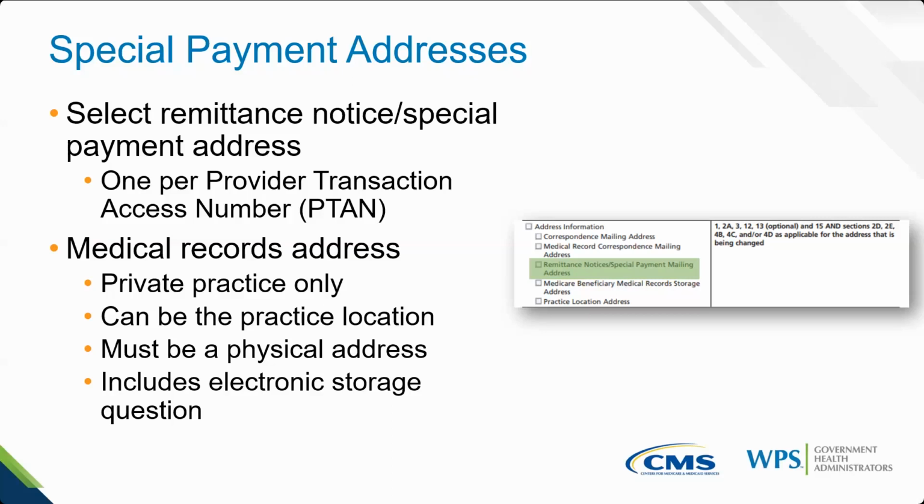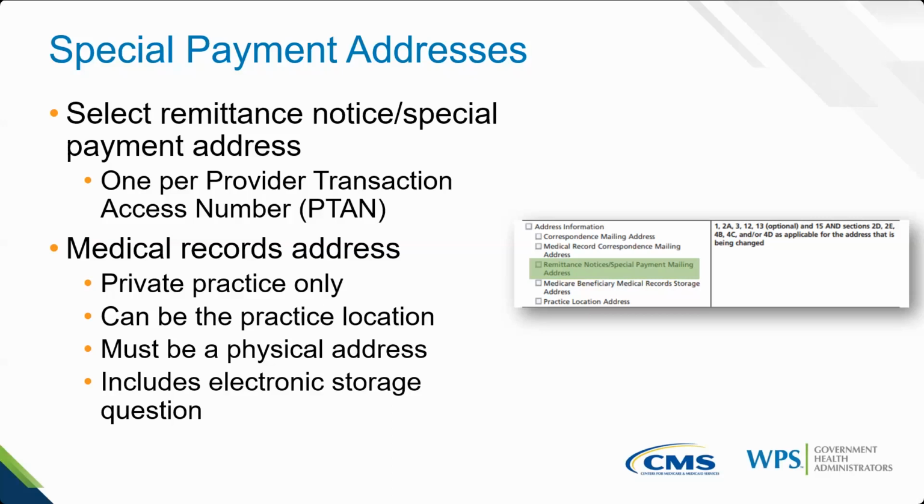There is only one allowed per provider transaction access number or PTAN. We can't split that up. If you get one PTAN, it has 15 addresses. It will have one special payments address. We are not going to be able to, and this is per CMS, be able to have a special payments address for each location.